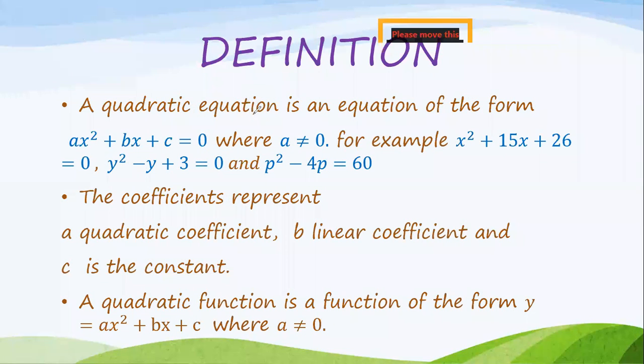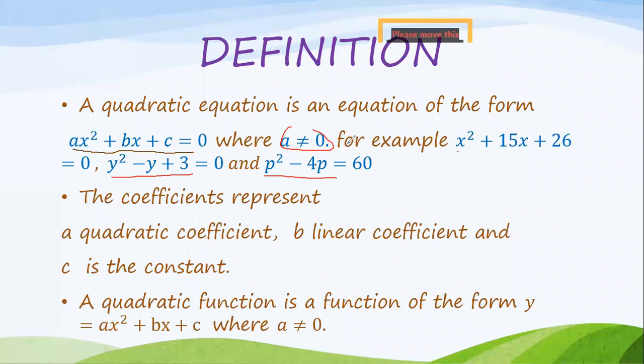A quadratic equation is basically an equation of the form ax squared plus bx plus c equal to 0, where a should not be equal to 0. An example is x squared plus 5x plus 26 equals 0. Another example of a quadratic equation is this, or this one here.